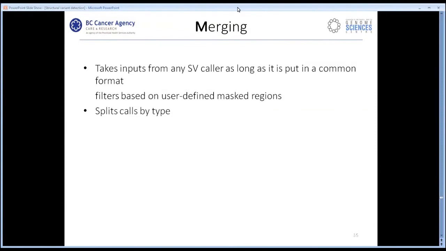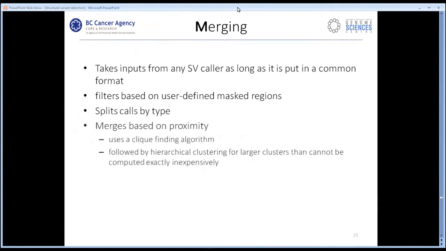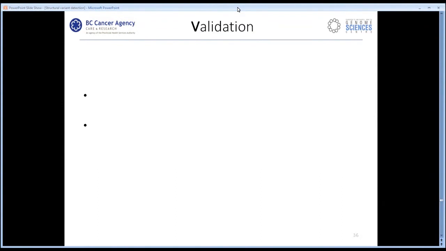We then split the calls by type. We want to separate the different types of events, so we would have deletions and translocations, etc. And this is important because we then merge our events based on proximity. But we wouldn't want to merge deletions and translocations with breakpoints in the same location because these are different events. We merge based on a clique finding algorithm and follow this with hierarchical clustering.